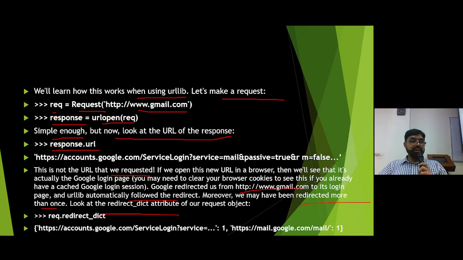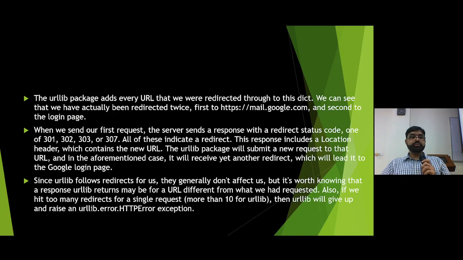Look at the redirect_dict attribute on our request. When we write req.redirect_dict, we will get this response showing that we were redirected from here and redirected from there. The urllib package adds every URL that we were redirected through to this dict, and we have actually been redirected twice. First from gmail.com, sent to the second login page.